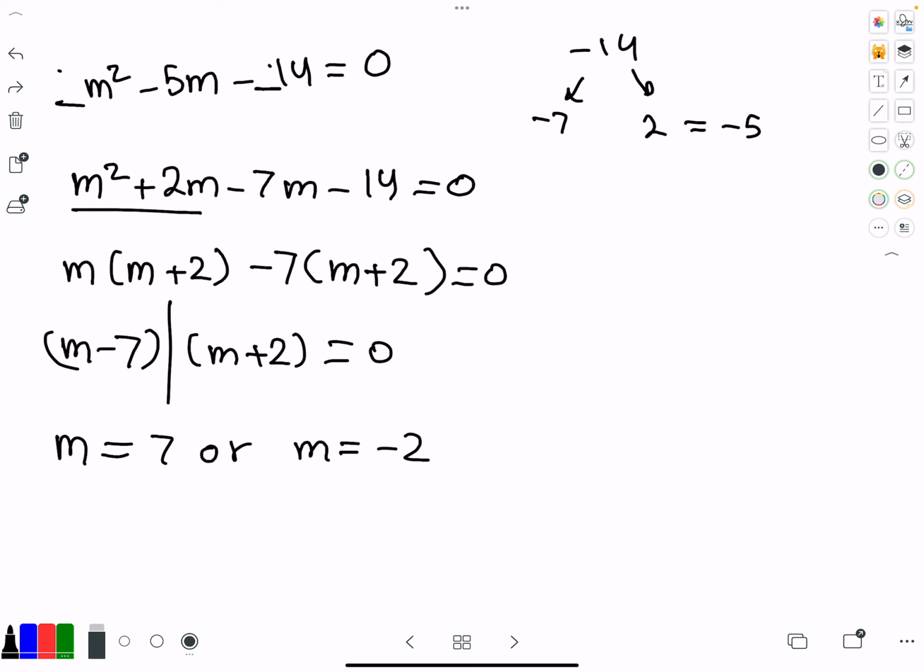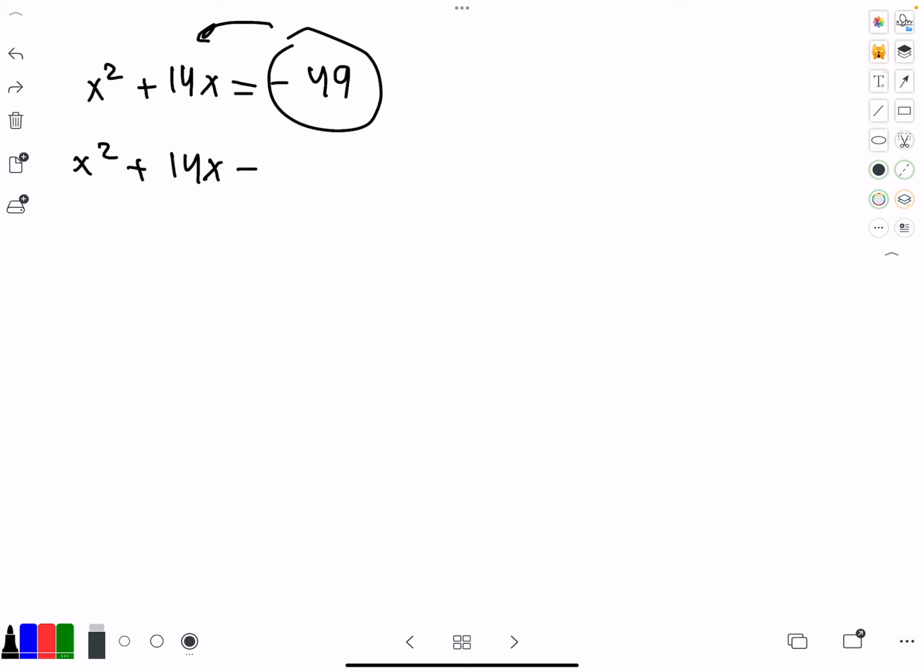There's nothing easier. And the other case is when, let's say, we have the equation x squared plus 14x is equal to negative 49. If you want to make this 0, all you do is move it to the other side. So it becomes x squared plus 14x plus 49 is equal to 0. And you solve it in the same way. Take two numbers that multiply to give you 49 and add to give you 14. It's 7 and 7. x squared plus 7x plus 7x plus 49.